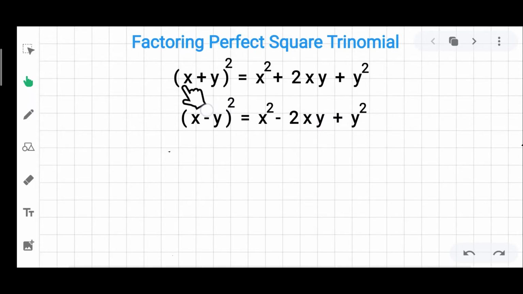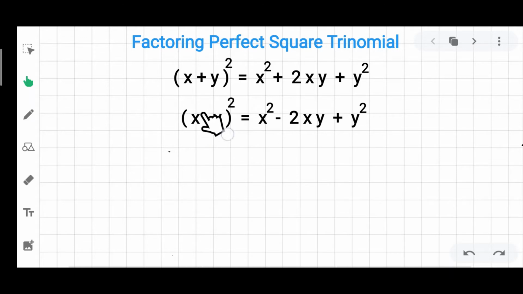So all we have to do is to square the first term, which is x times x is x squared. Then, ita-times natin yung two terms, x times y, xy, times 2, 2xy. Para makuha natin yung pinaka-last term, all we have to do is to multiply the last term by itself. So, y times y is y squared.